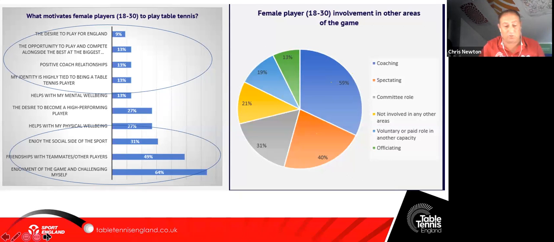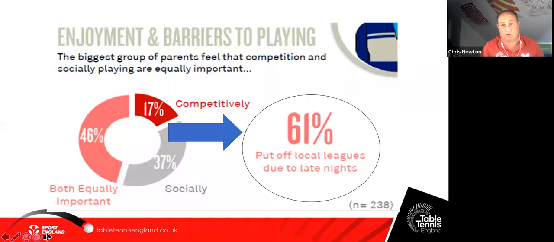Because if we just move on again, the last piece of research I'm going to show you, again from our participation survey, and I've just highlighted this, is not very well highlighted with this bubble here, but this is about parents saying 61% of parents are put off local league due to late nights. They're not going to take their kids to play local league. And to be fair, I don't think I'd take my kids to play local league if the league match finishes at 11 o'clock at night.